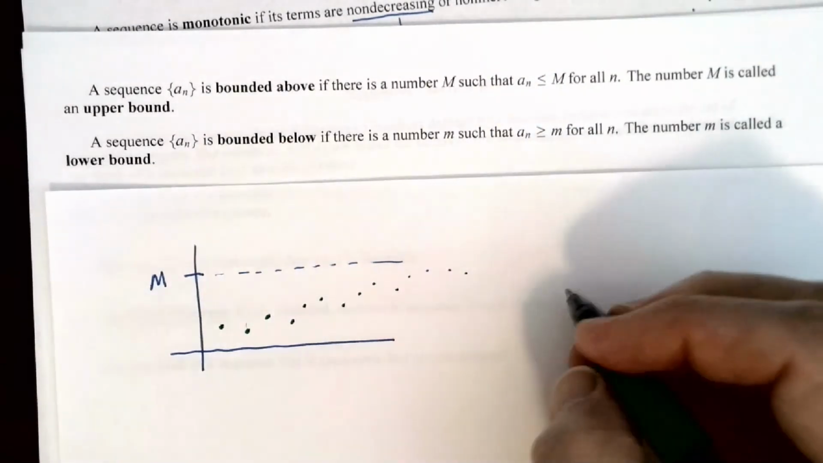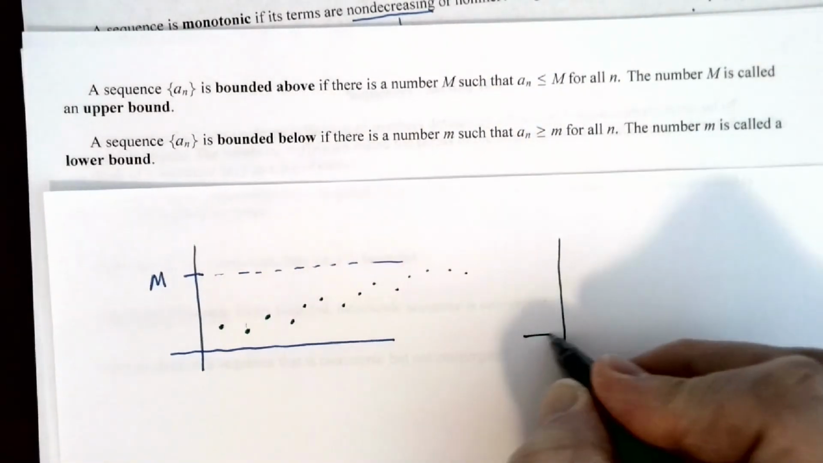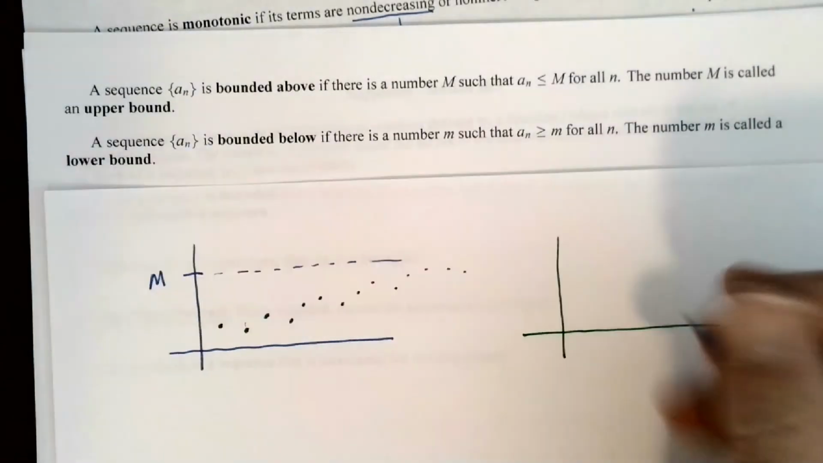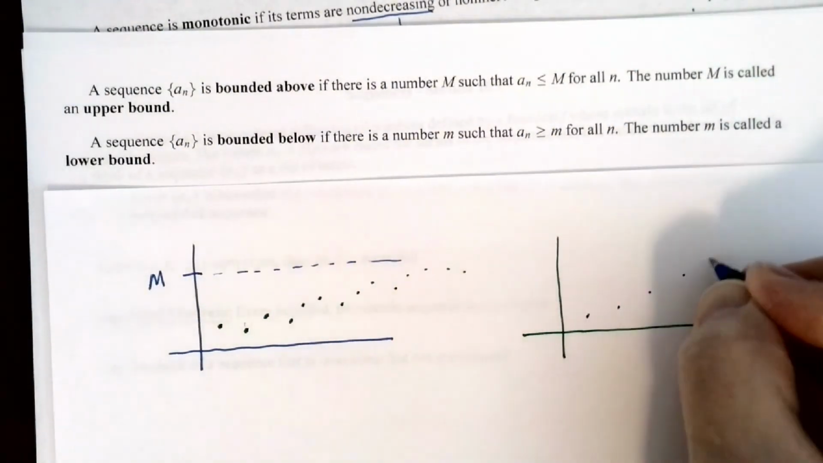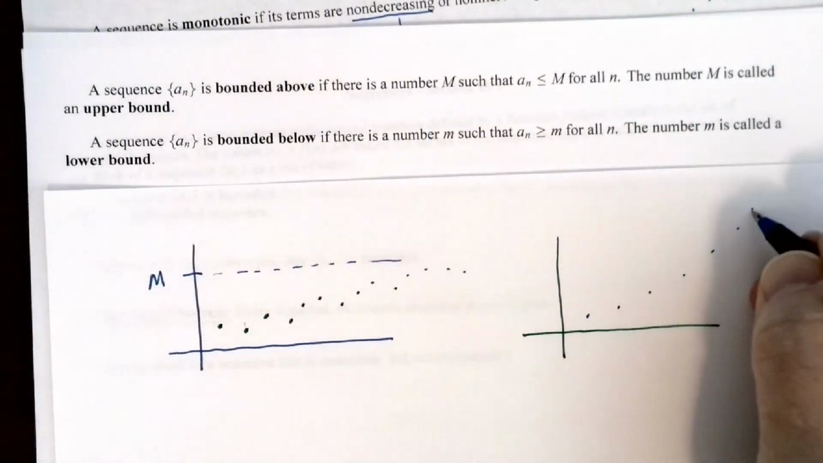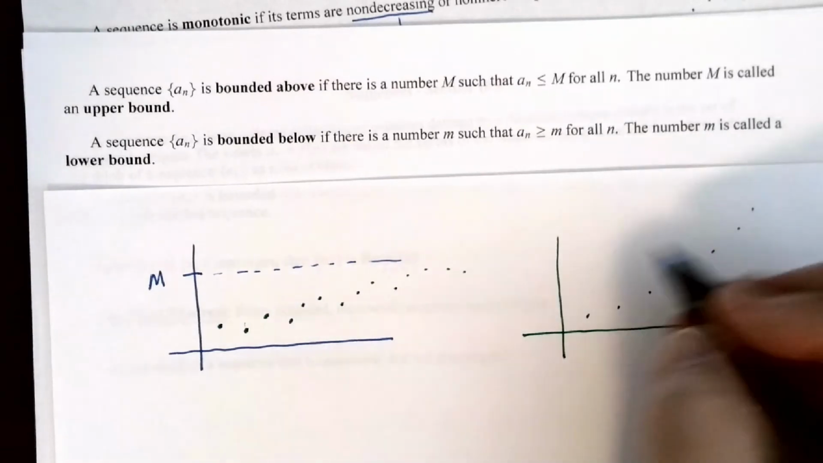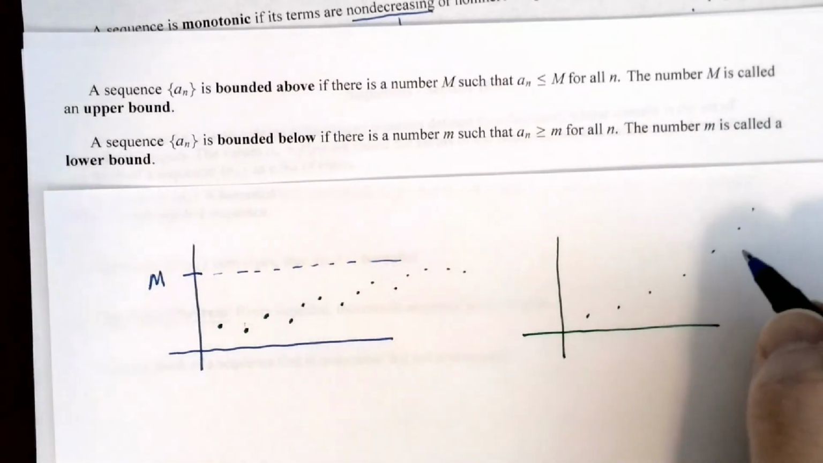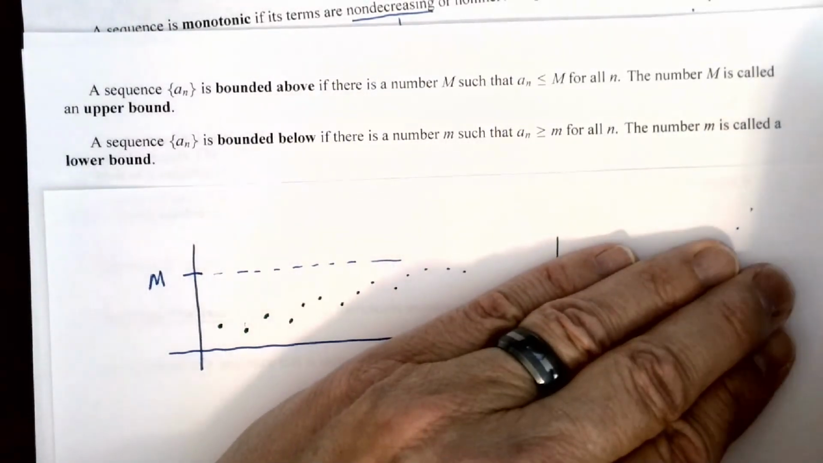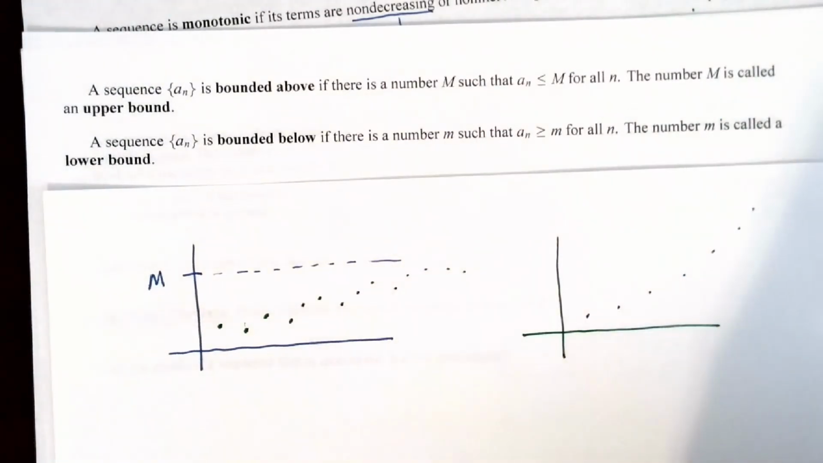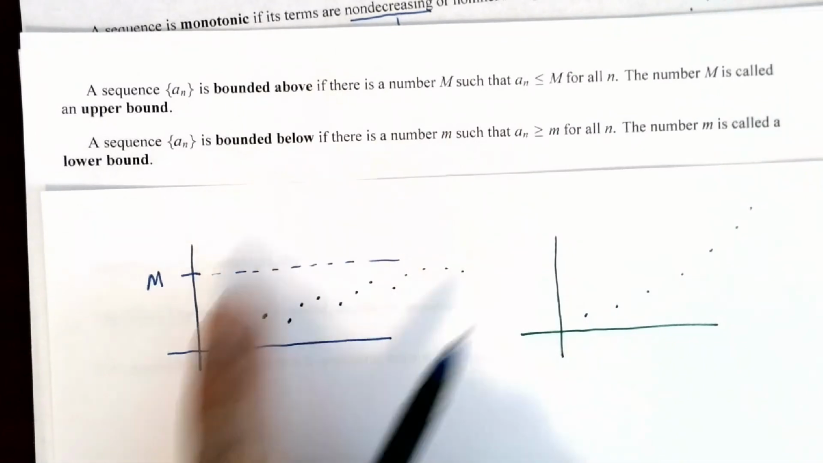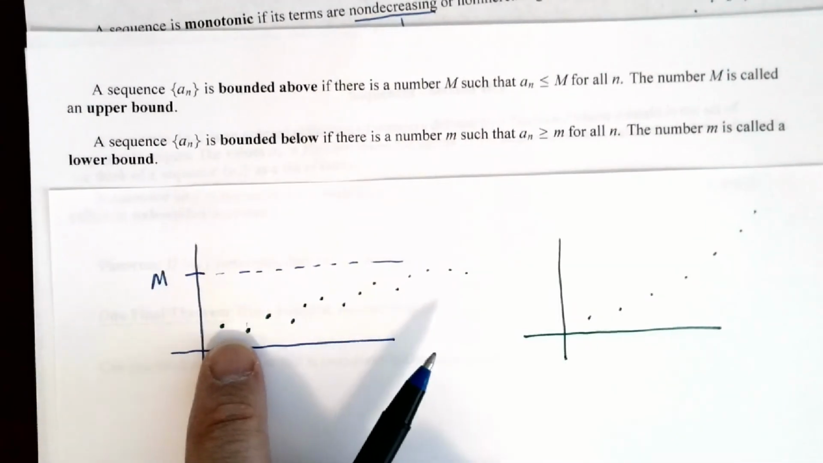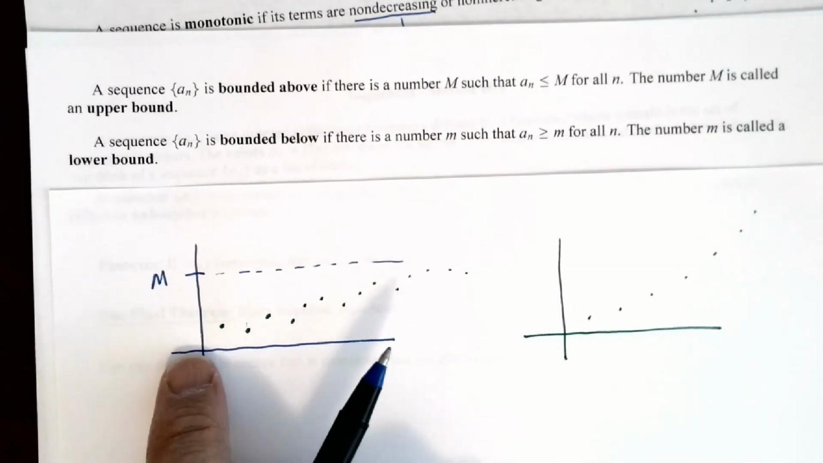Whereas a sequence that did something like this and just shot off, where the limit was going to infinity, would never have an upper bound, right? So any value of M, we would eventually surpass it and always be above it for all values past that point. Similarly, bounded below means there will be some value, like maybe m equals 0 down here.